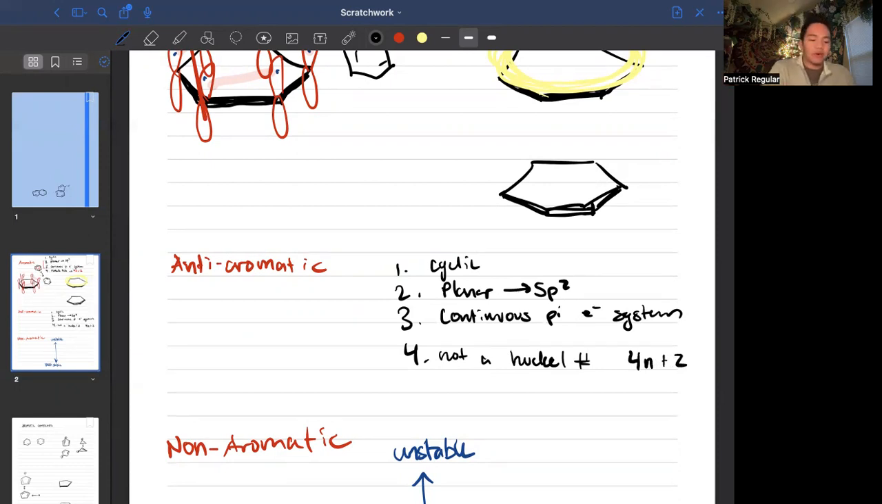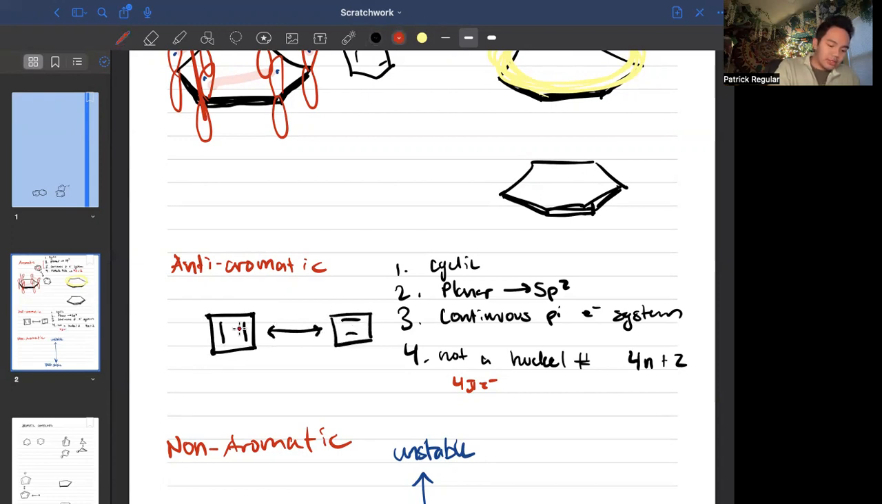So let's say you had 4 pi electrons. You get that from, let's say, a structure of cyclobutadiene, right? Is it cyclic? Yes. Is it planar? Yes. Those carbons are sp2 hybridized. Is it a continuous pi electron system? Yes, if they're all sp2 hybridized right here, we can form a resonance structure like this, where those electrons moved here. So if you now have a continuous pi system, let's look at the Huckel number. We have 2 pi bonds, and if each pi bond has 2 pi electrons, that's 4 total pi electrons. Now, 4n plus 2 equals 4.